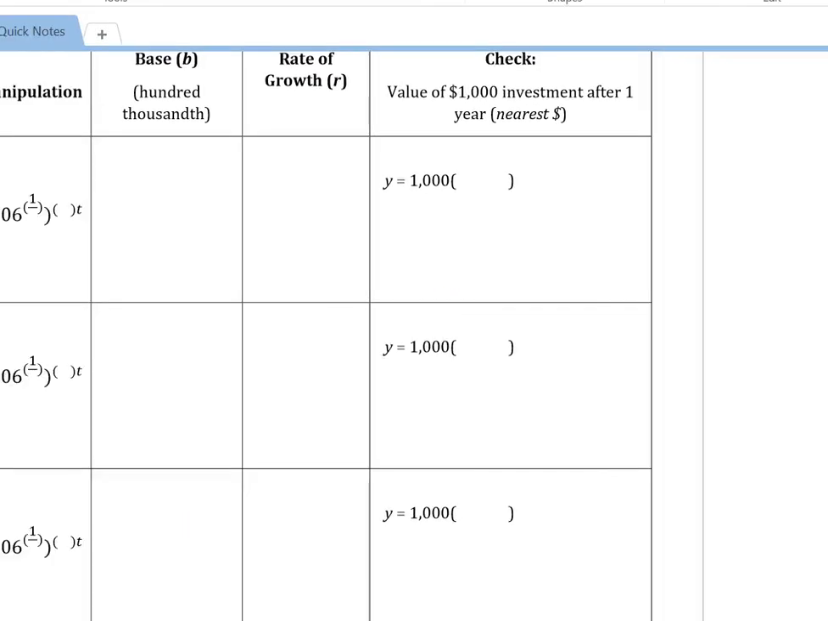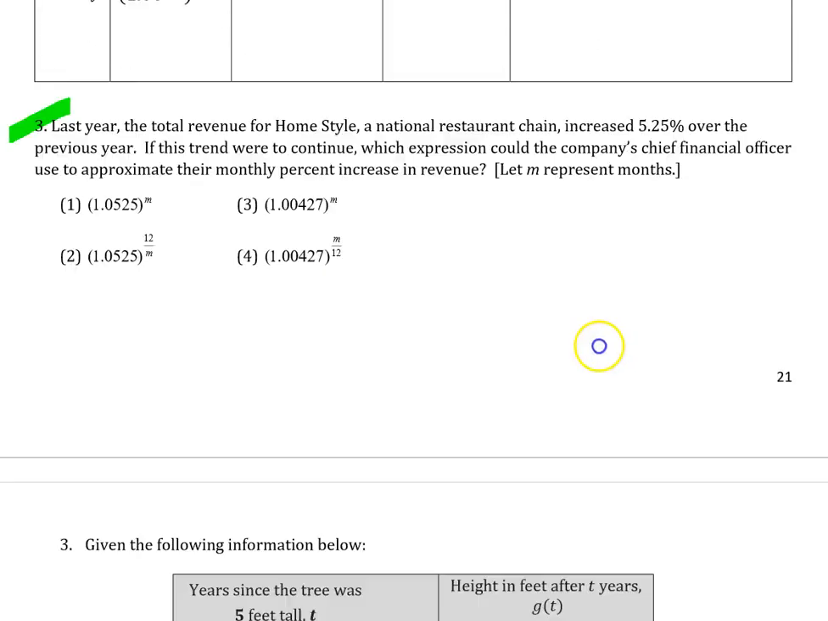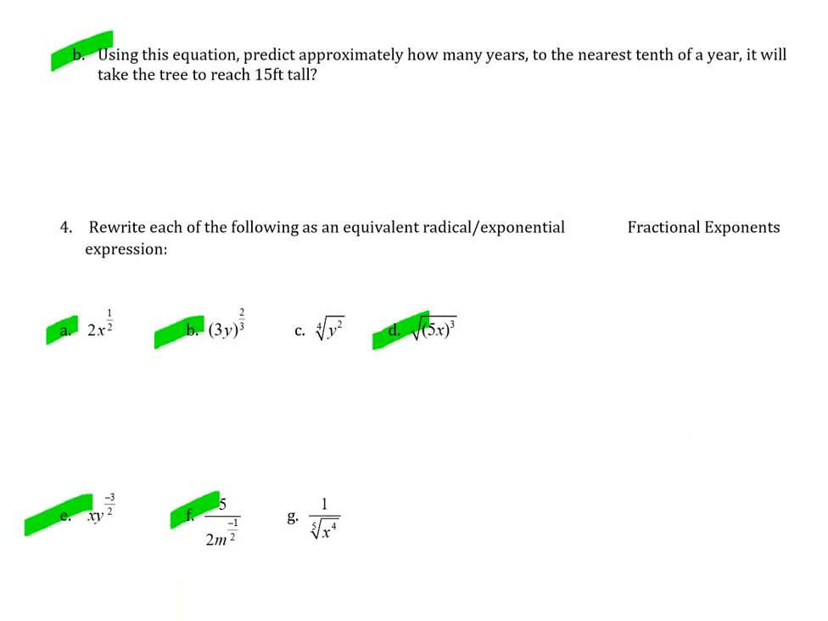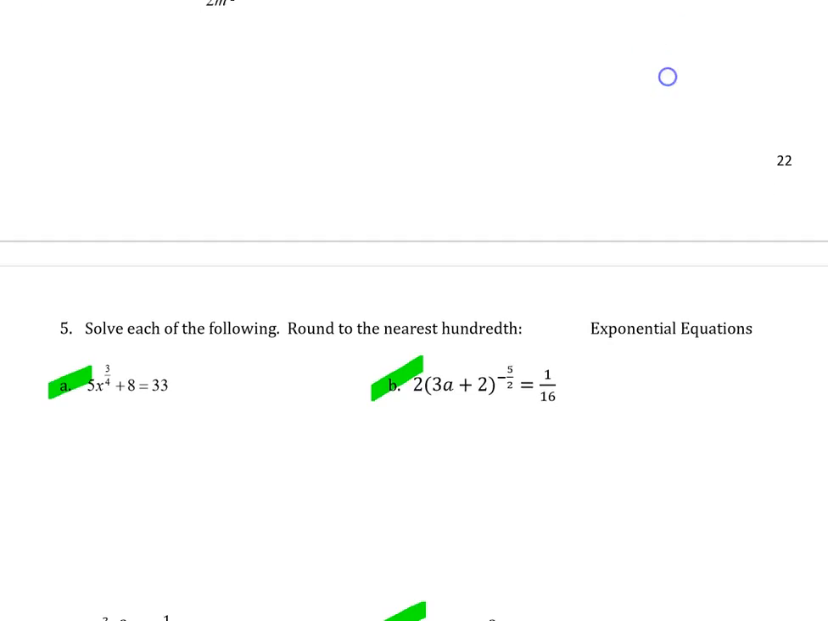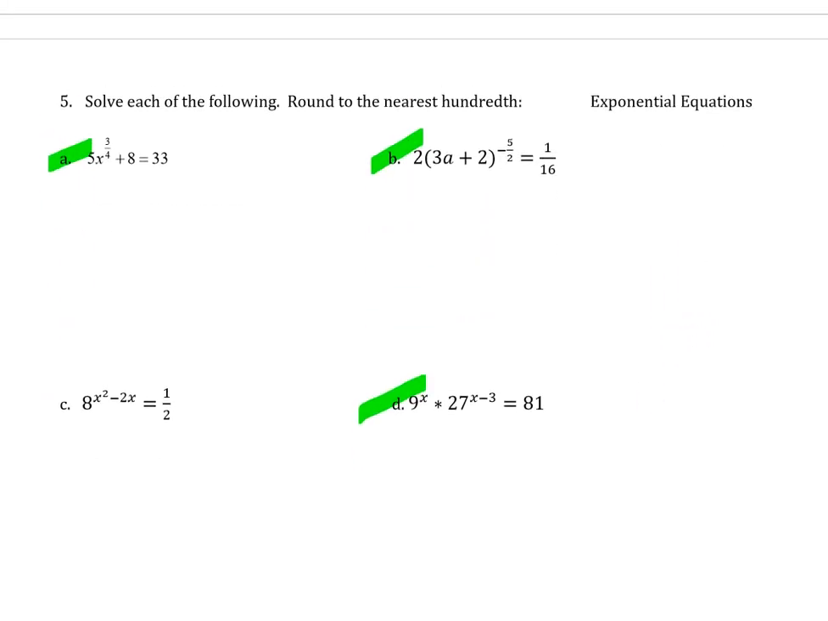Okay. Then with regard to that, I'll look at this example 3 that you see. We're going to do some exponential regression and solving problems. We'll also talk about fractional exponents and solving fractional exponents. And that'll wrap up Unit 7 review.